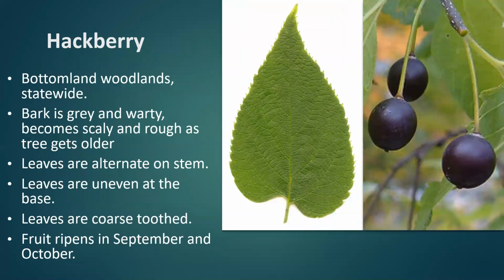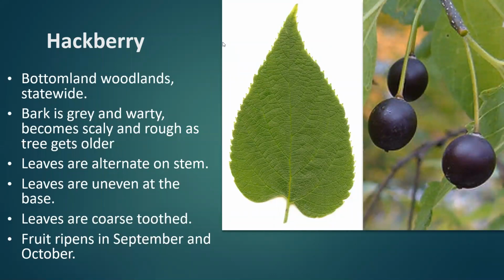Up next is the hackberry. We actually have two, I don't know what I should call them, but there's two species that are very similar. So we have the hackberry and the sugarberry. We're going to just focus on them as one group today because again, it basically takes a microscope to identify the two. They're going to be found statewide, and they like bottomland woodlands. The bark is very gray and warty.